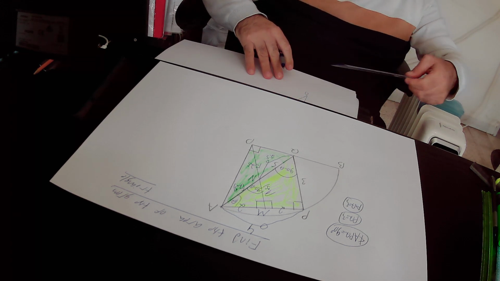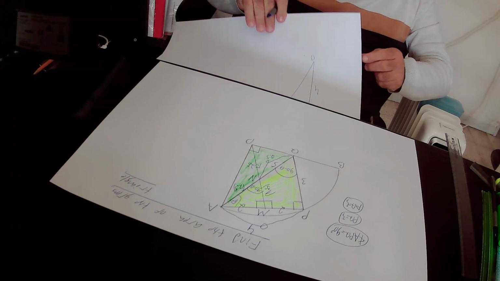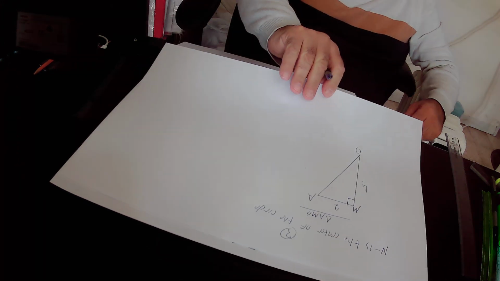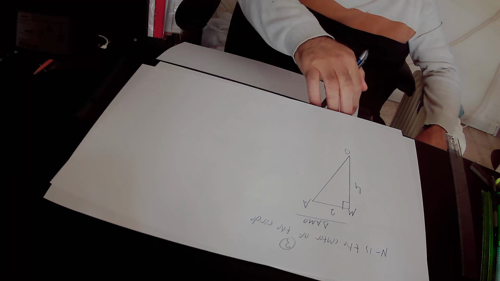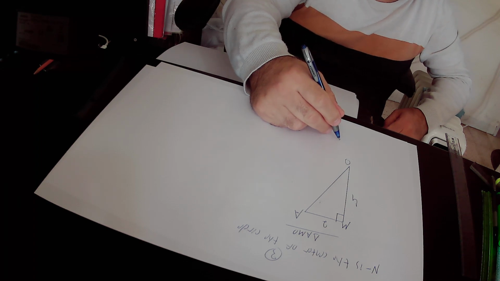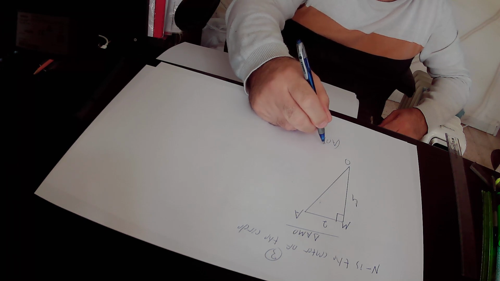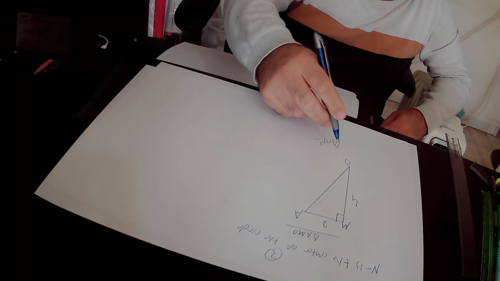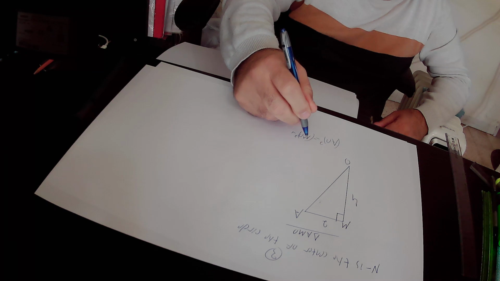So actually, this is the right triangle AMO that I copied from the original drawing. According to the Pythagoras theorem, the square of the hypotenuse, AO squared, equals the sum of the squares of the perpendiculars, that is to say, MO squared plus MA squared.